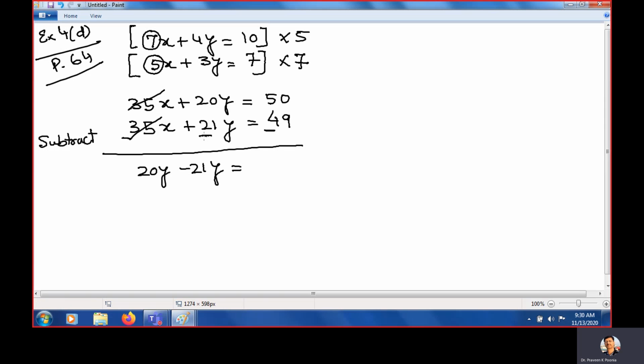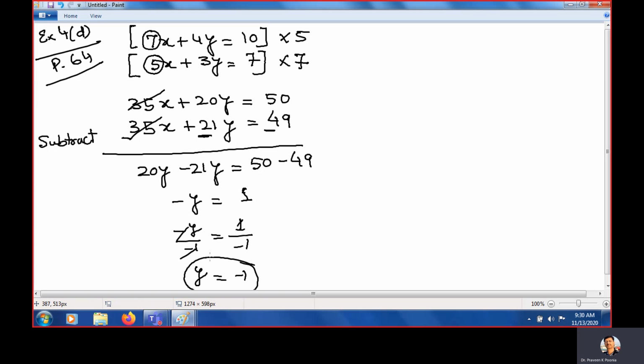Now the sign is not plus, the sign is minus. Now 50, now minus 49. So 20 minus 21, it is minus y. 50 minus 49, it is 1. So divide by minus, it is 1 upon minus 1. So this finished, y equals minus 1 is the answer.